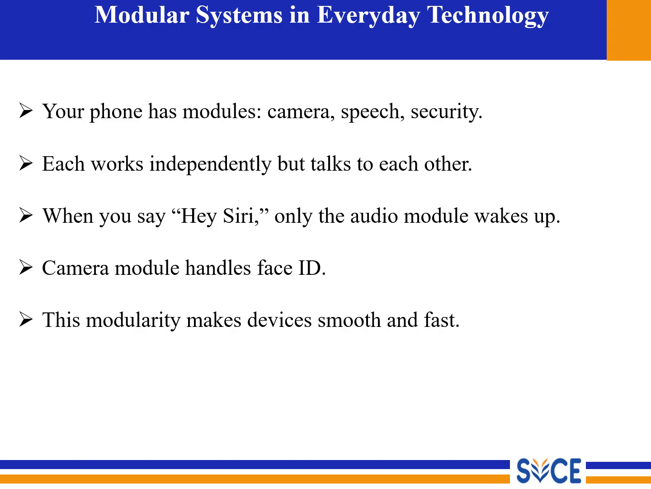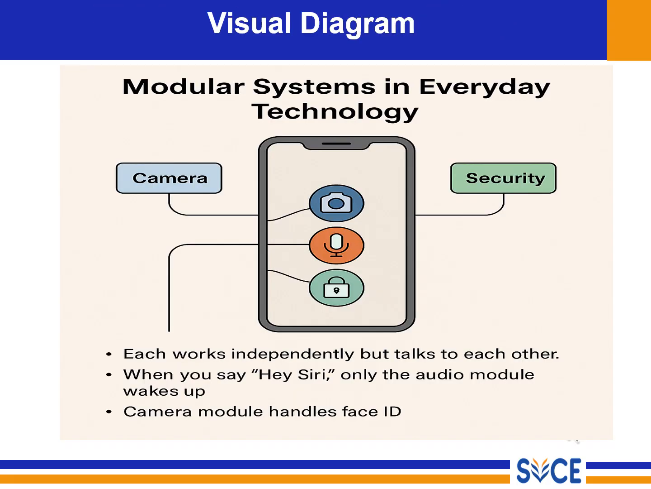So this modularity makes devices smooth and fast. See this visual diagram. Each works independently. The camera works independently, the voice recorder, the Face ID independently. But they talk to each other. So, when you say "Hello Google," it works independently. When you open your phone to unlock with Face ID, it works independently, right?